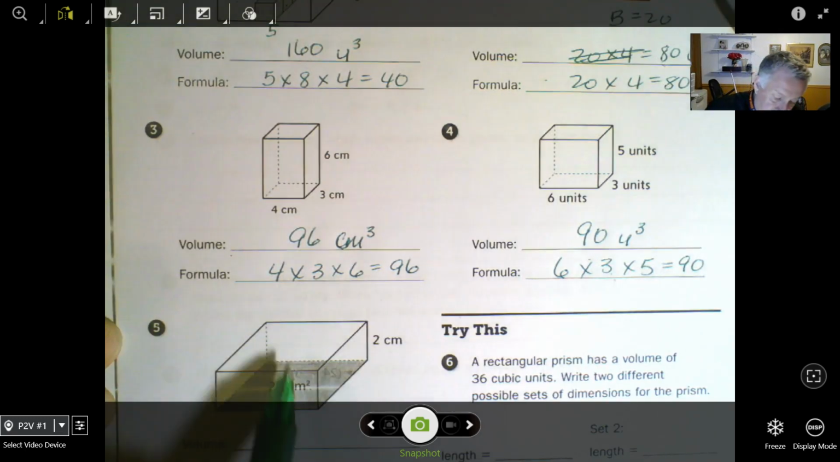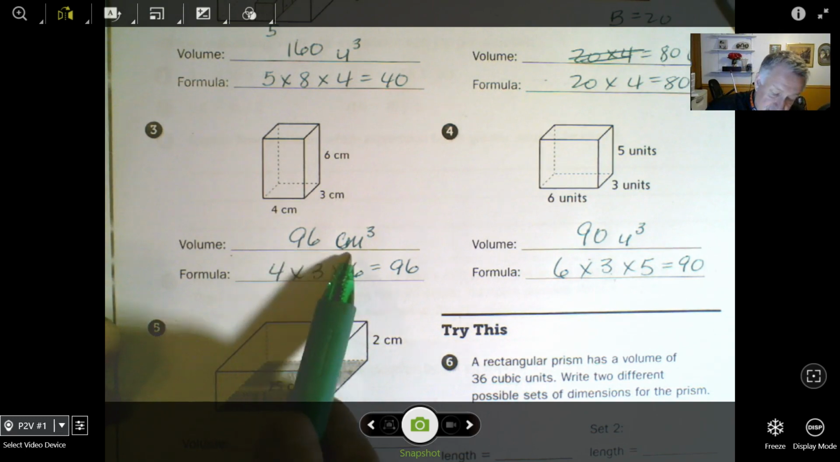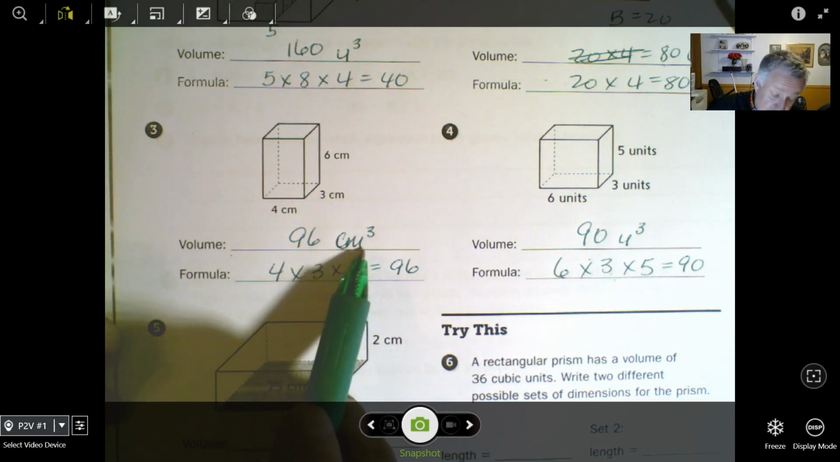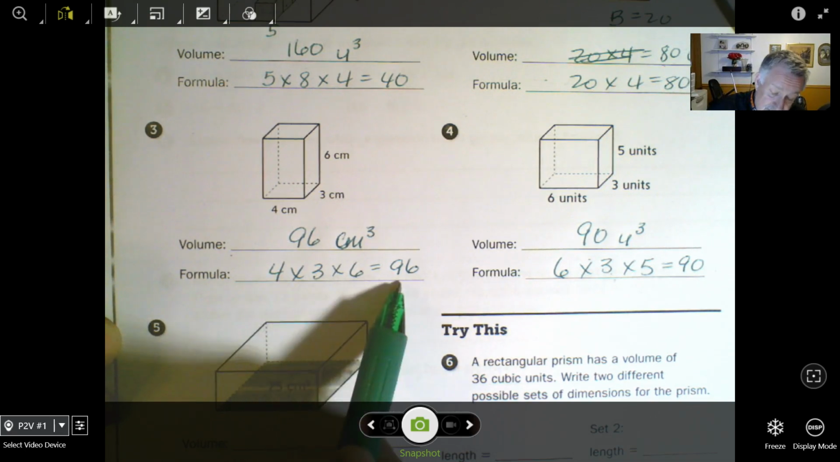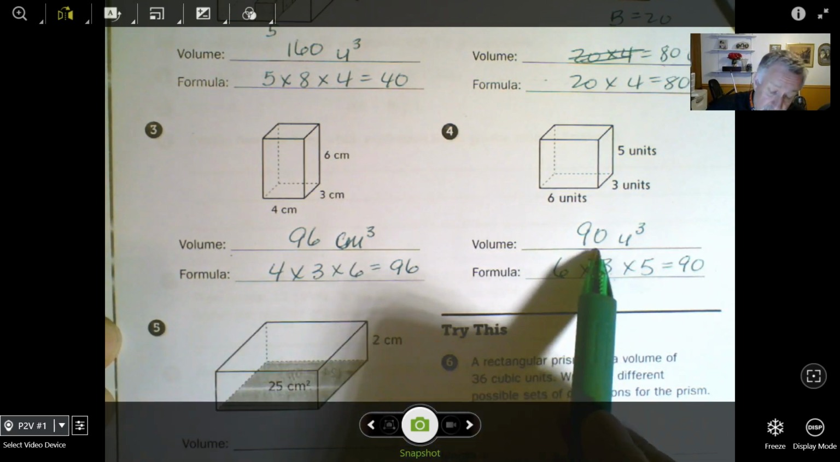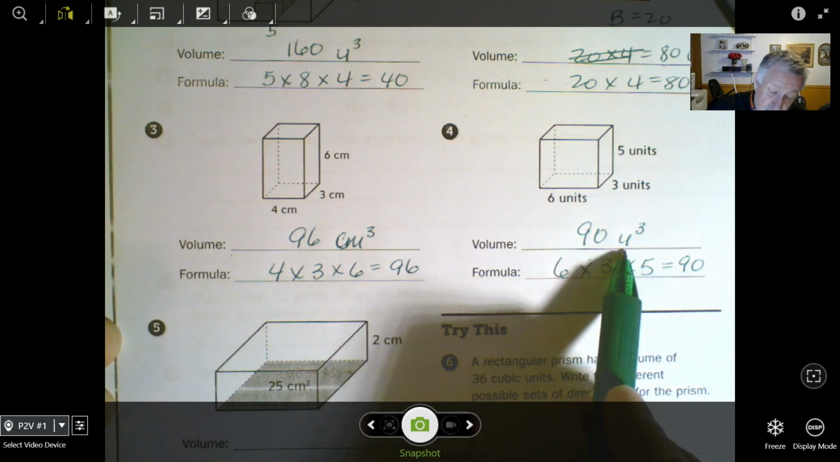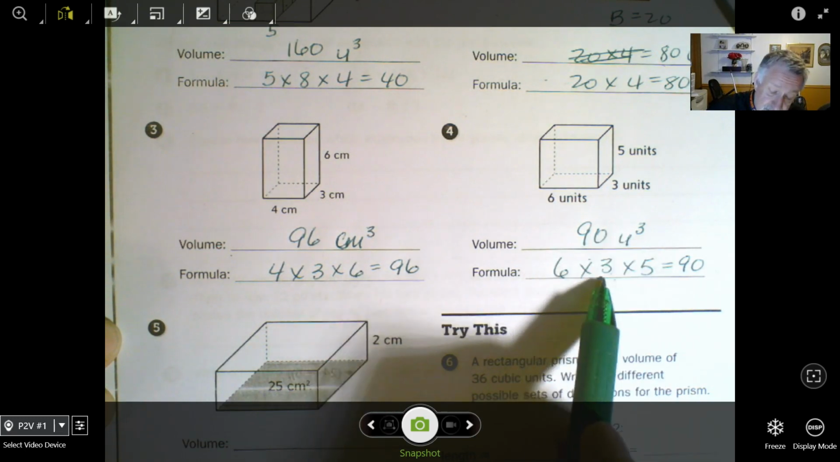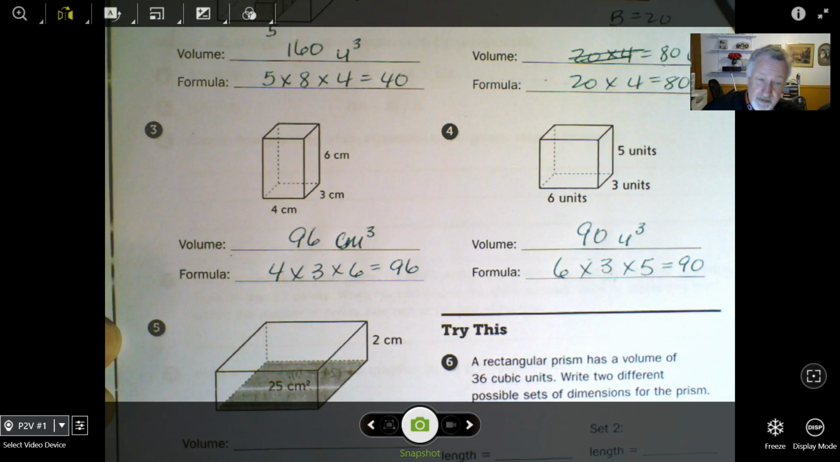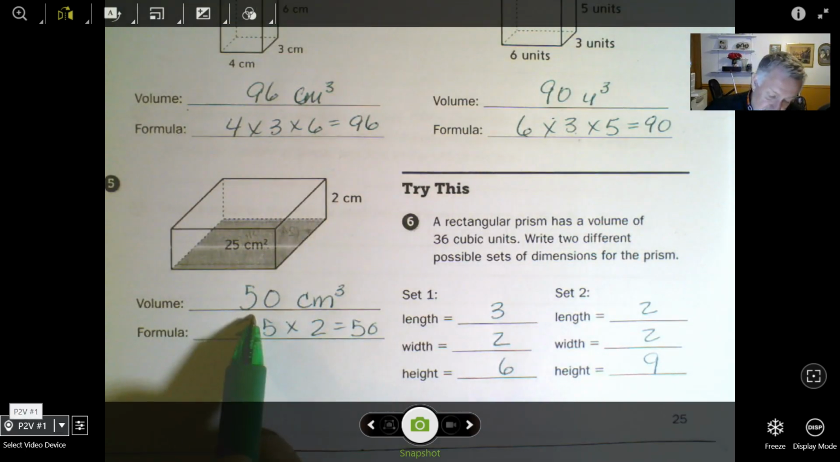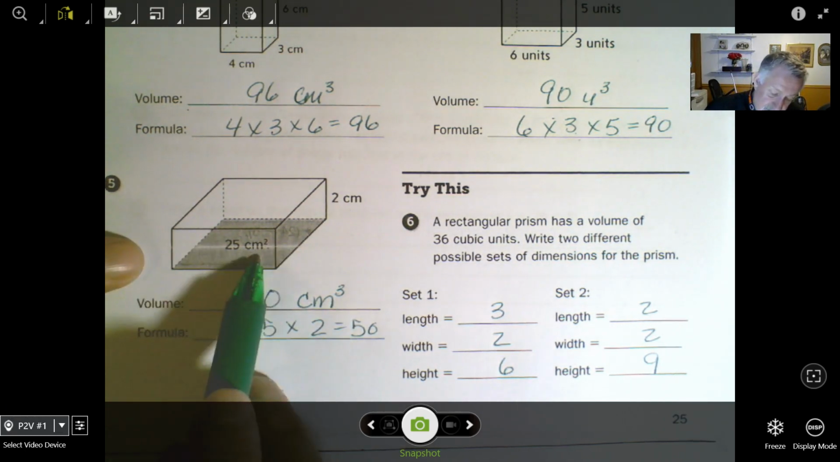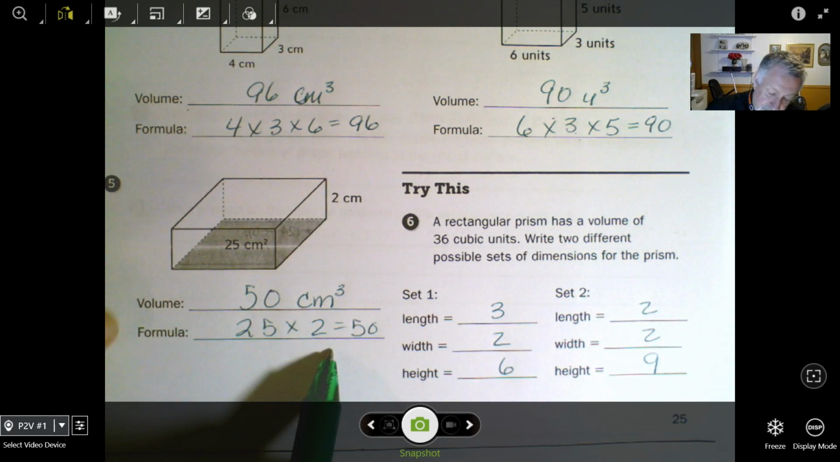Problem number 3, the answer is 96 cubic centimeters, and that is length times width times height. Problem 4, 90 cubic units, 6 times 3 times 5 equals 90. Problem 5, the answer is 50 cubic centimeters, and that's a base of 25 times a height of 2.